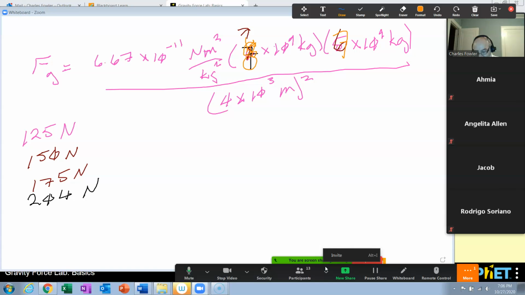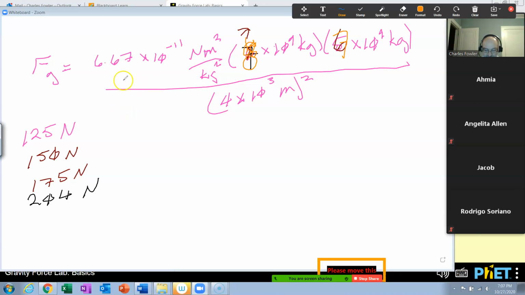6.67 EE11 negate times 8 EE9 times 7 EE9 divided by, open parentheses, 4 EE3 close parentheses squared equal. What are we up to now? 234. Okay, I punched something in way wrong. Let me go back, I did something wrong because I'm way off.